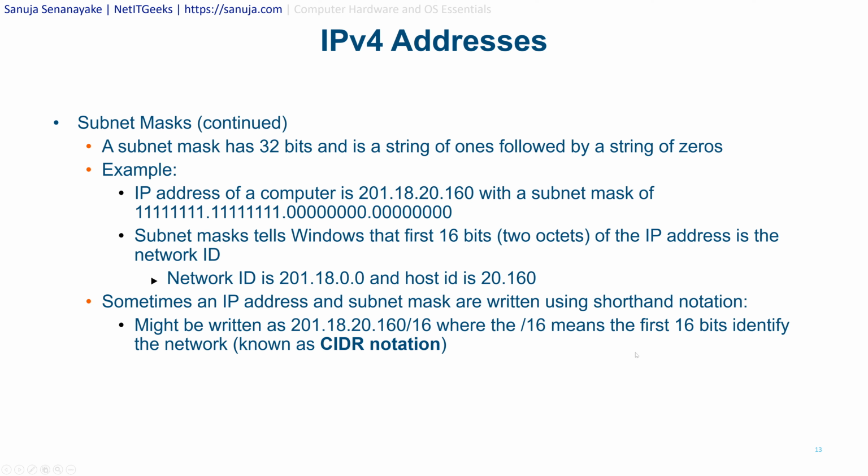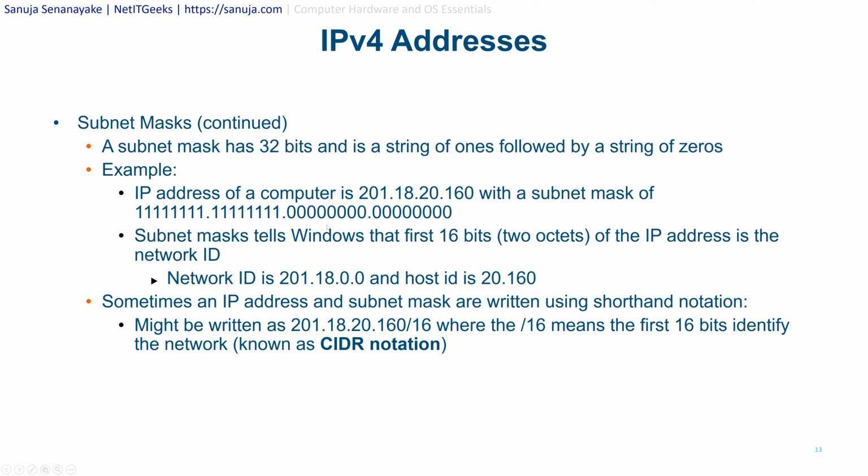For example, if you have a computer with an IP address of 201.18.20.160 and a subnet mask where the first octet is all ones, the second octet is also all ones, and everything else is zeros. This particular subnet mask tells Windows that the first 16 bits, which are the first two octets, are the network ID. The first octet has 8 bits, the second octet has 8 bits, and that's why we call them octets. 8 plus 8, or 8 times 2, is 16, therefore 16 bits of the IP address are the network ID.